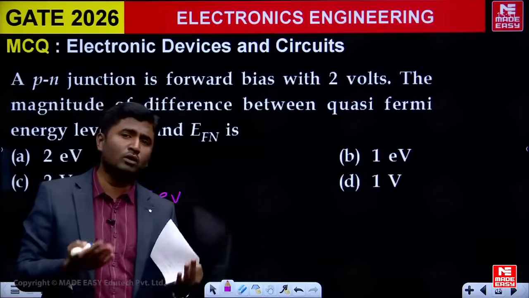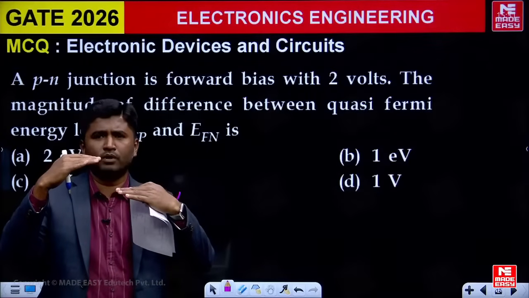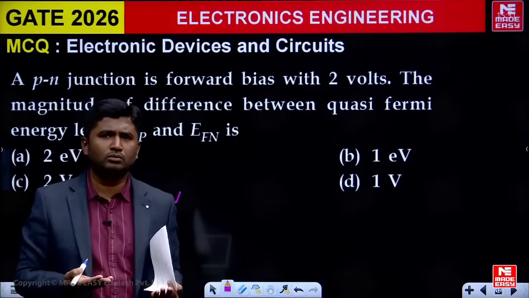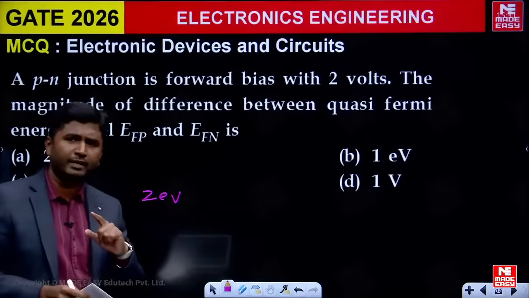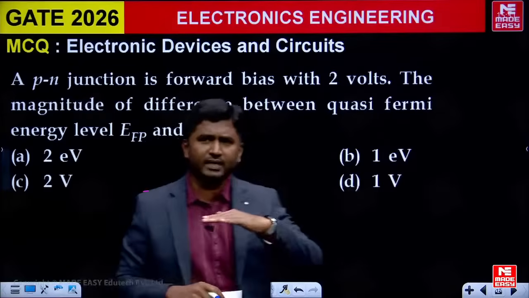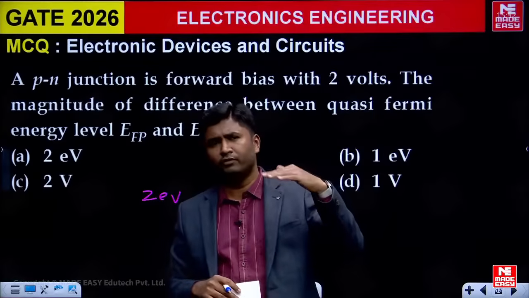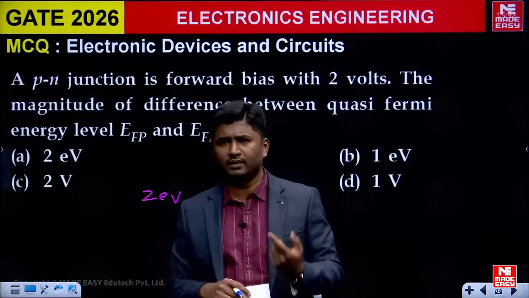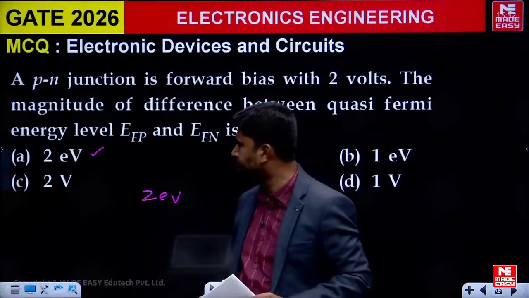If you apply 2 volts, then the difference between the two Fermi levels will be equal to 2 electron volts. Okay, remember Fermi level is energy, it will be in electron volt. So in that way we can take the answer as 2 electron volt. Hope you got the idea. When a PN junction is in equilibrium, then EFP and EFN will be in line. If you apply external bias, then they will be at different levels, and that difference will be equal to 2 electron volt. You can take the answer as option A.